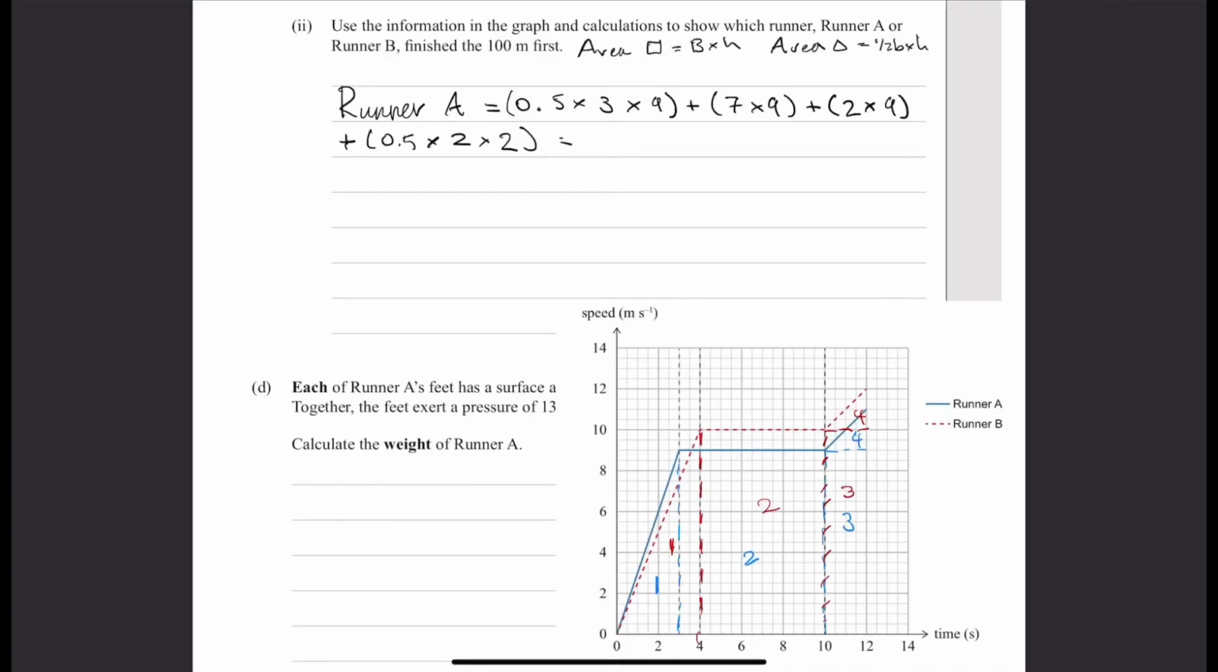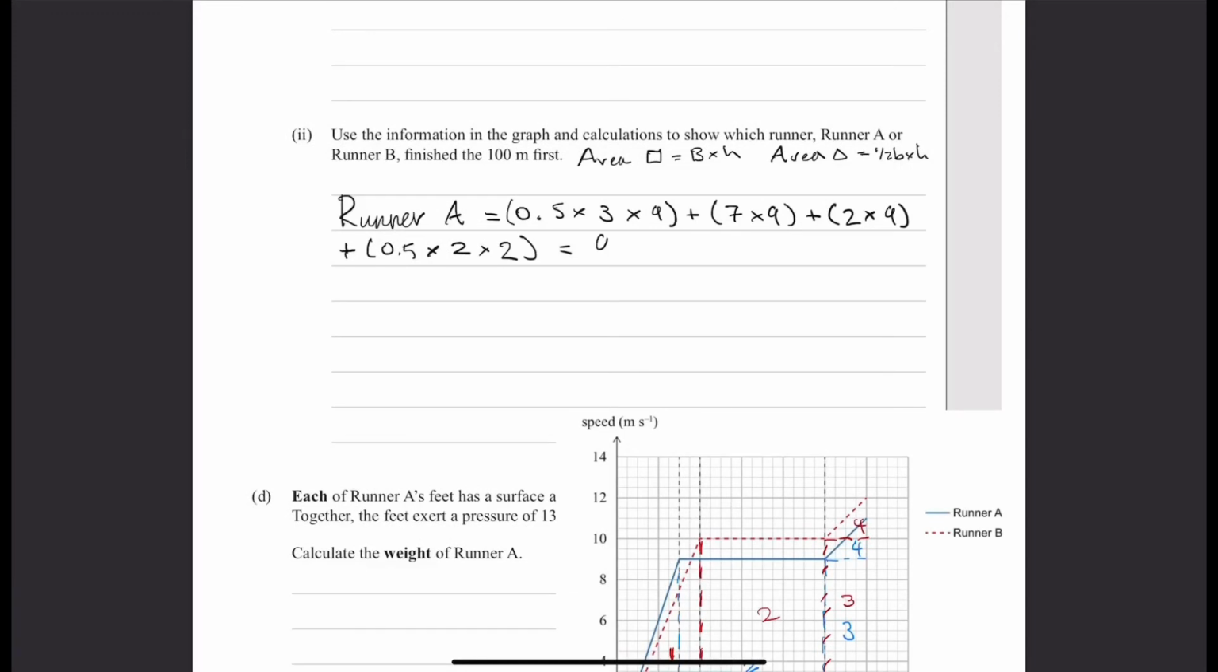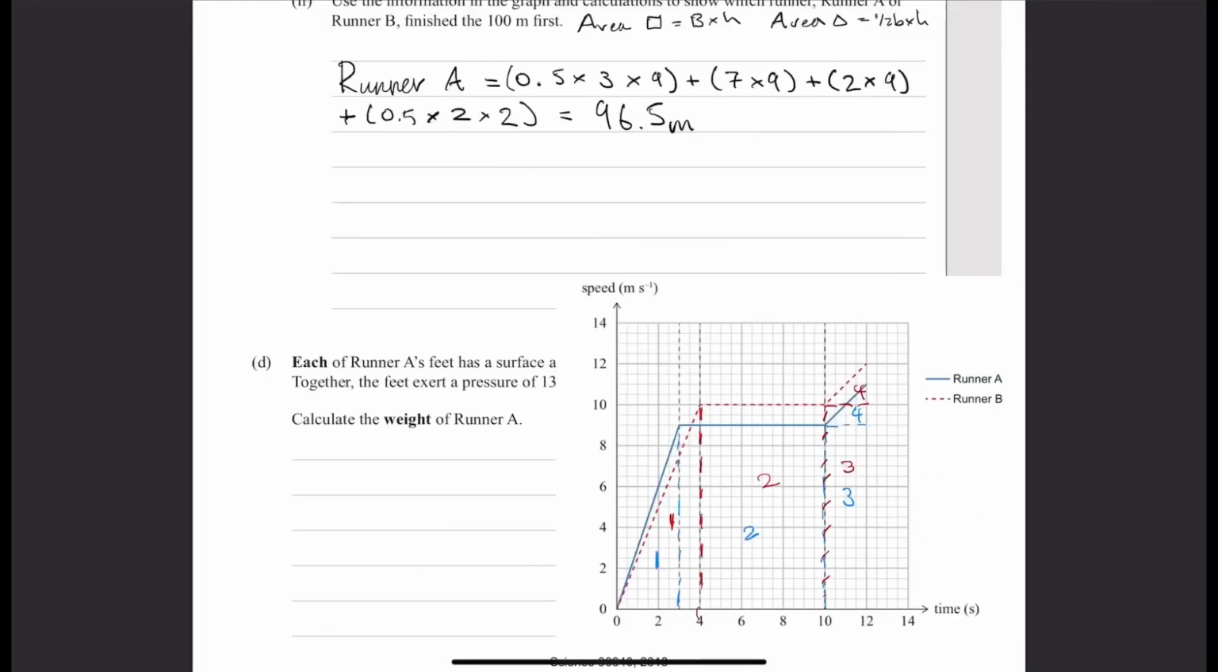Okay. And with that calculation, we should get 96.5 meters. So with our number here, we can already see that it's not runner A, but we're going to prove that by also calculating the distance of runner B. So let's do the calculation for runner B.